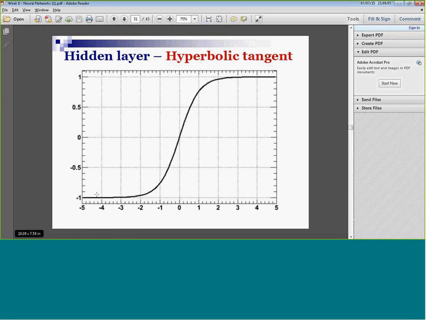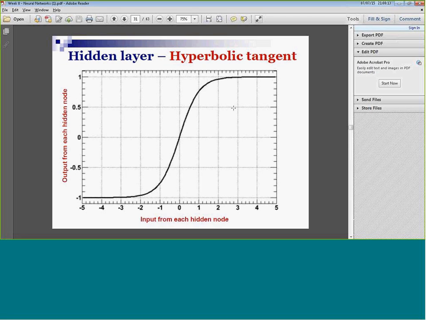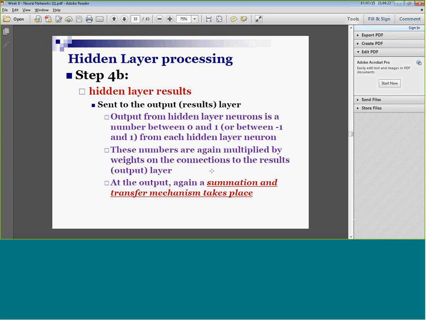There it is, -1 and +1. So no matter what number you put in, the answer coming out is going to be some number between -1 and +1. Okay, so this is the input coming in here, and this is what the hidden layer neuron sends out. So what does the hidden layer do with that new number, which is between -1 and +1? It sends it to the next layer, which in most cases would be the output layer. And by the way, it has another weight on it, another randomized weight.